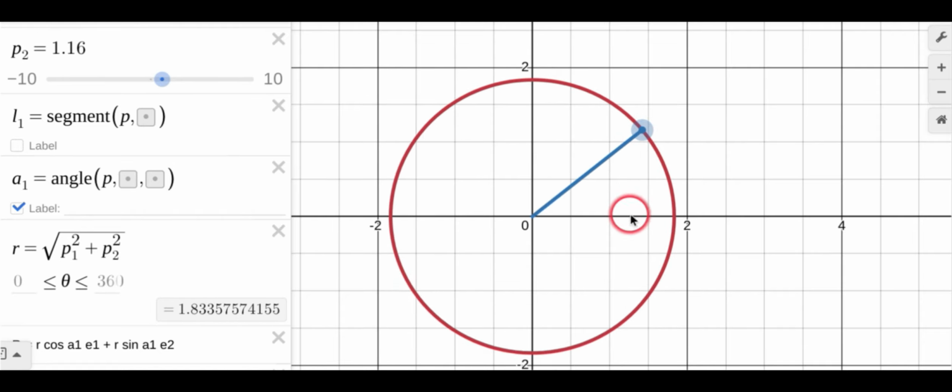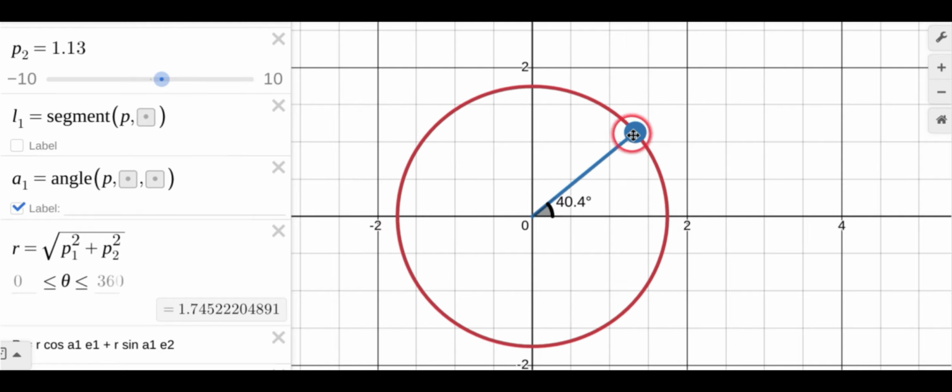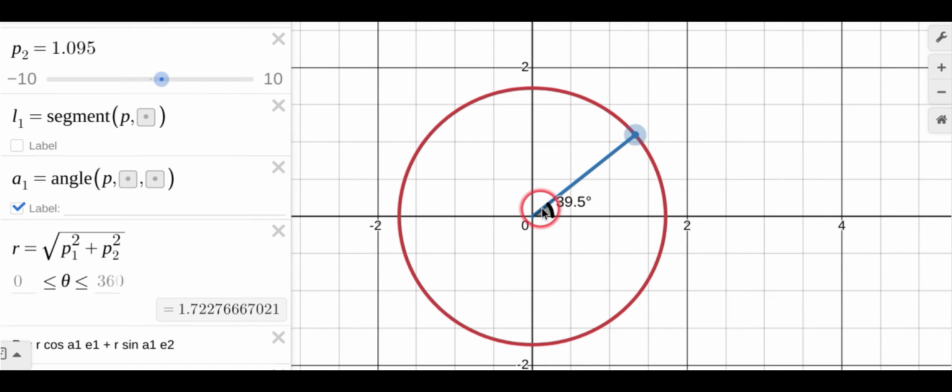All right, so now this blue segment also defines an angle from the x-axis, and we can show that as well. So there is the angle, and it's changing. So now we have the two components that we need, the coordinates for polar coordinates. We have r and we have theta, this angle, right?